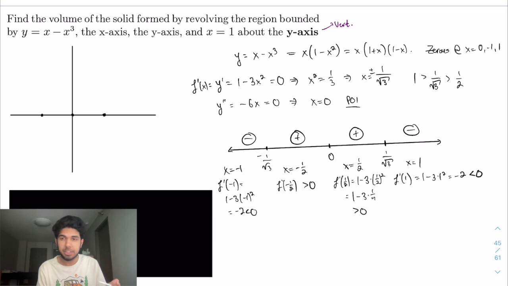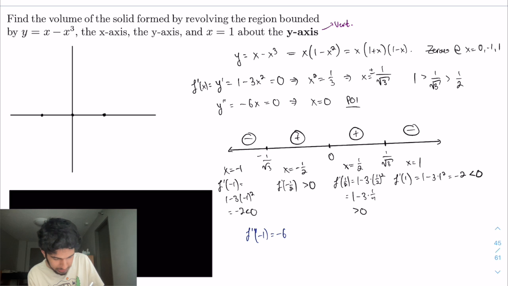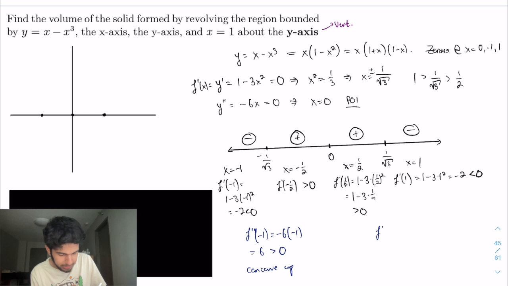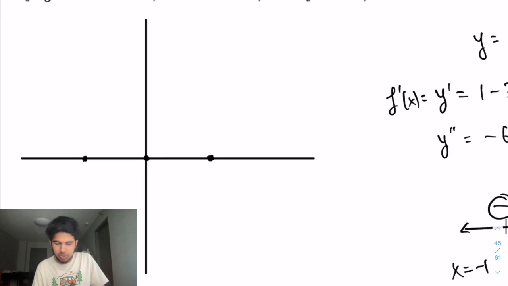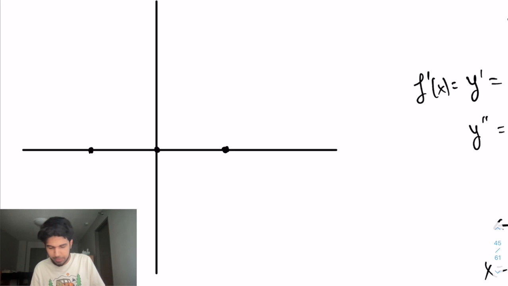So now for concavity, we can test a point to the left and to the right of 0, since that's the only point of inflection. On the left, we'll do f double prime of negative 1, which is equal to negative 6 times negative 1, which is 6, greater than 0, so it's concave up. And on the right, we can test f double prime of 1, which is equal to negative 6 times 1. That's negative 6, less than 0, concave down. So now we can zoom in here and sketch our function.